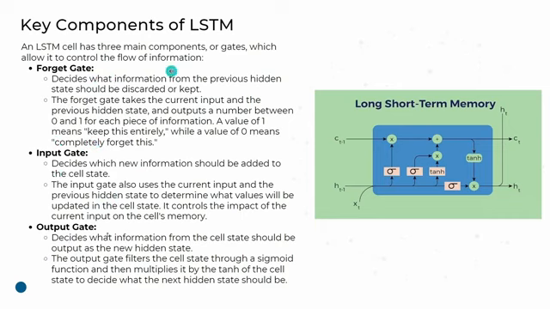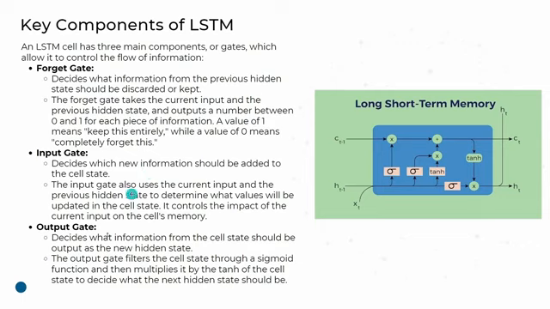The forget gate decides what information from the previous hidden state should be discarded or kept, meaning what should I remember and what should I forget. That information is handled with the help of the forget gate. So how does it work? The forget gate takes the current input and the previous hidden state and outputs a number between 0 and 1. 1 means keep this entirely and 0 means completely forget this.